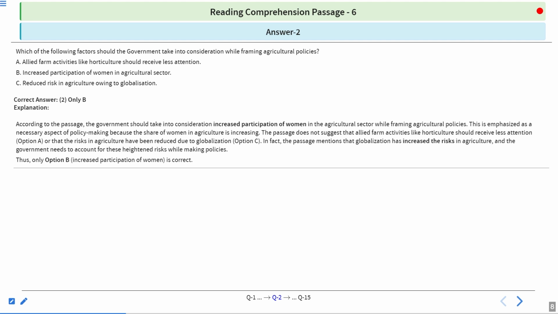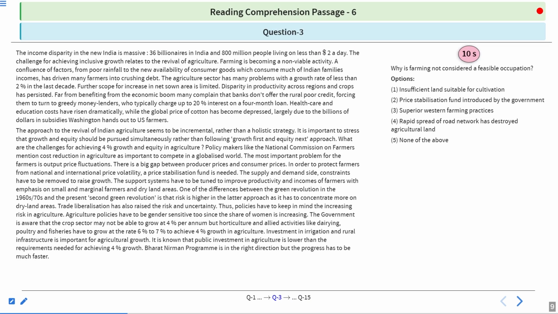I hope you understood. The next question is: why is farming not considered as a feasible occupation? Options are: insufficient land suitable for cultivation; price stabilization fund introduced by the government; superior Western farming practices; rapid spread of road network has restored agricultural land; and none of the above. You have 10 seconds to choose one of these.